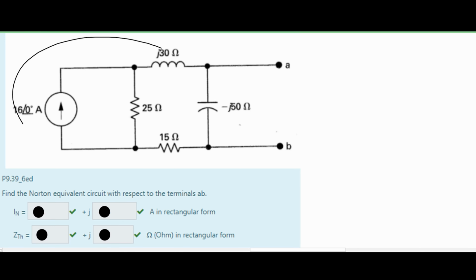In this problem, we have the following circuit diagram. We need to find the Norton equivalent circuit with respect to terminals A and B, and we also need to find the Thévenin impedance for it.